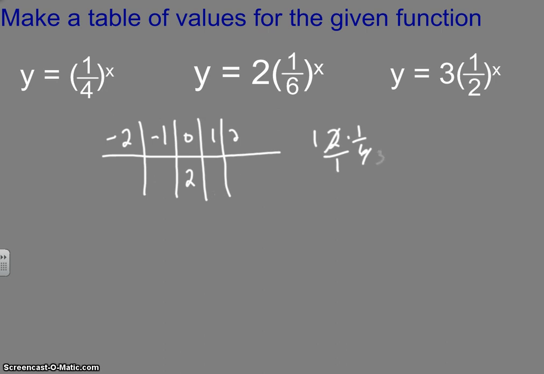Let's look at the next example. There we go. 1/2 to the 0 power is 1. 1 times 3 is 3. 1/2 to the first is 1/2. 1/2 times 3 is 3/2. 1/2 squared is 1/4. 1/4 times 3 is 3/4. Okay, 1/2 to the negative 1 is 2. 2 times 3 is 6. 1/2 to the negative 2, you flip it over and square it. That's 4. 4 times 3 is 12. There you go, decreasing from left to right.